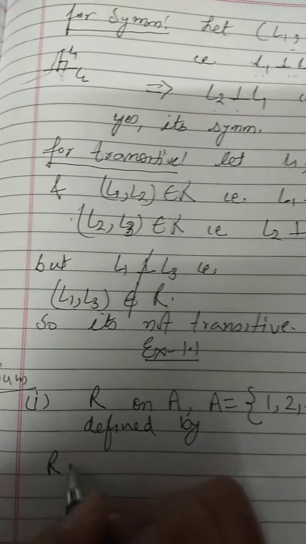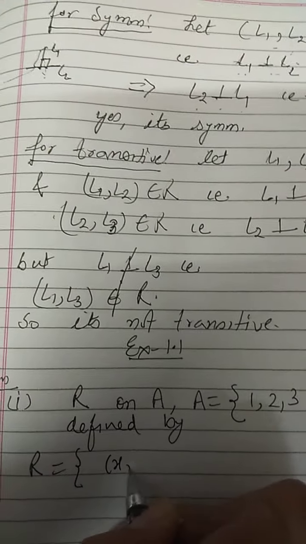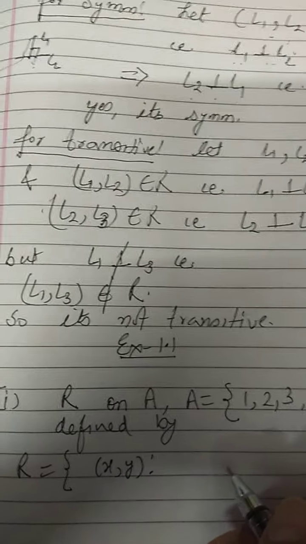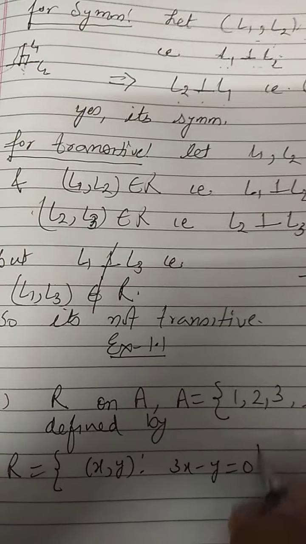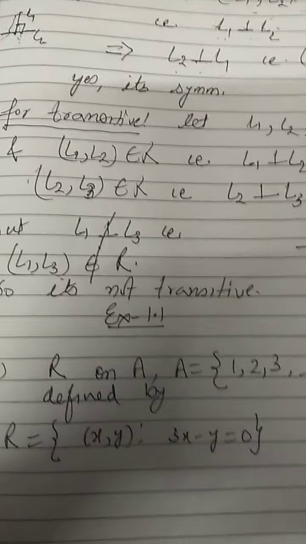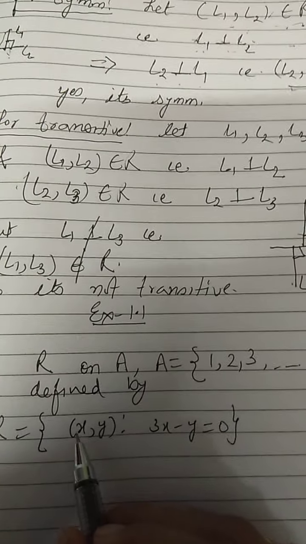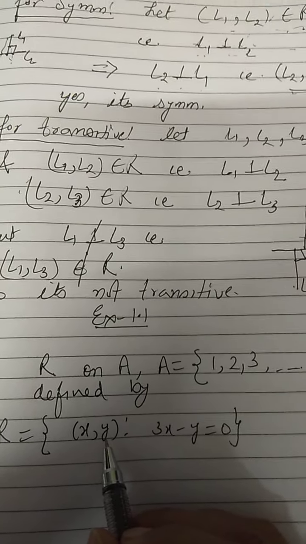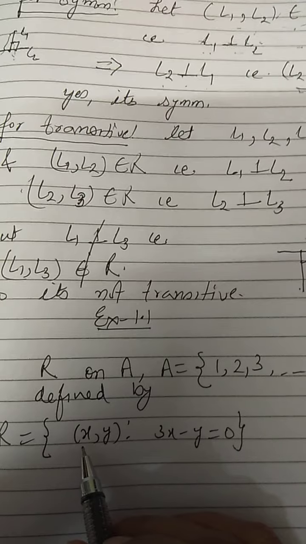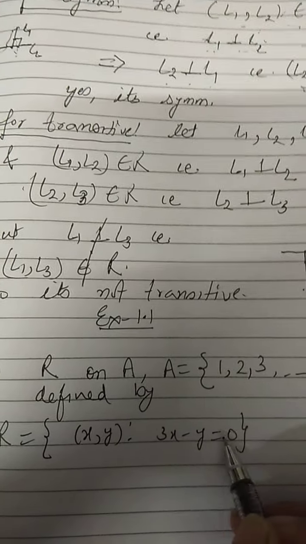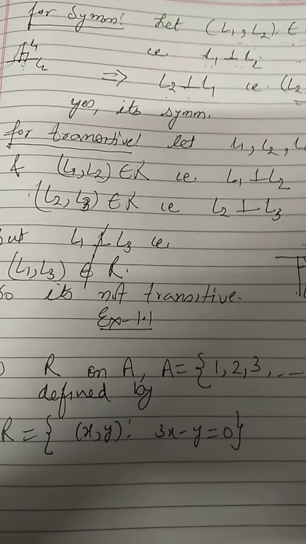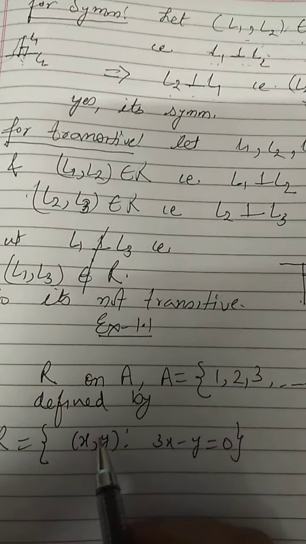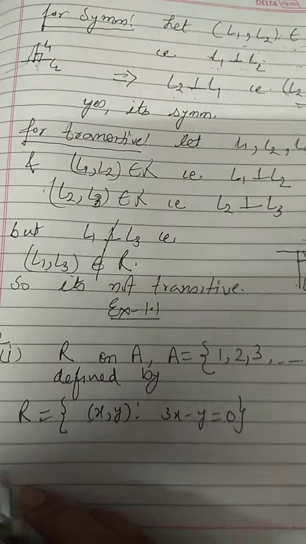it is given R is equal to all the ordered pairs (x, y), where the condition is 3x minus y equal to 0, right? So what is the relationship between the ordered pairs? That the second element is 3 times the first element. 3x minus y equal to 0 means if I take y to the RHS, it becomes y equals 3x. So the second element is 3 times the first element.